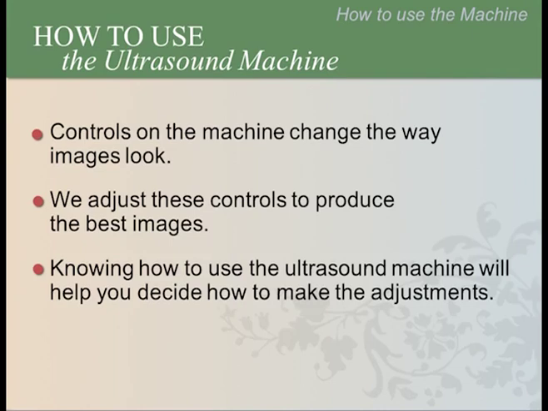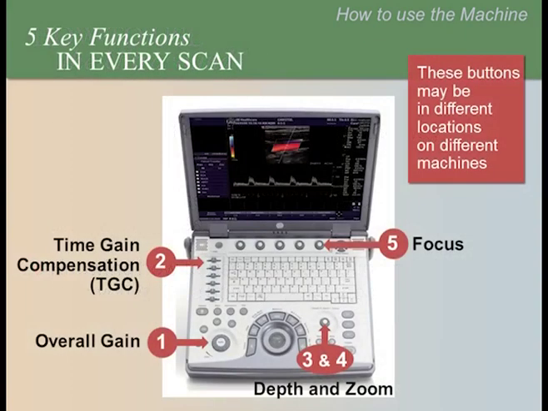This is why it is important to understand how ultrasound works and to learn where these controls are on the machine that you will use. Understanding how ultrasound works will help you decide how to make adjustments using these controls to achieve a better image. Don't feel nervous about seeing so many buttons right now. Although there are many controls you can use to improve your image, there are 5 key functions you will use in every scan.